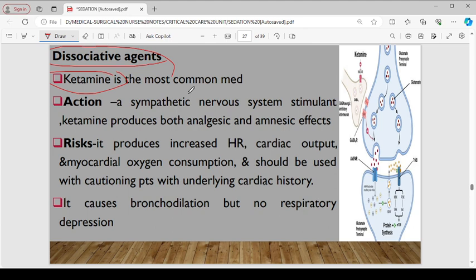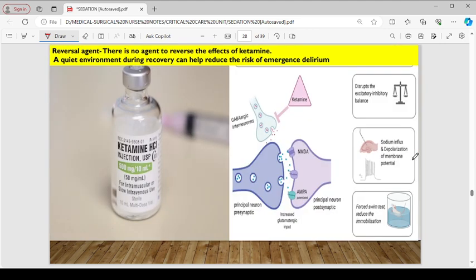This drug is capable of producing bronchodilation but no respiratory depression, and that could be an advantage, okay? So the drug will prevent the attachment of glutamate to its receptors, okay? Once the glutamate is released, it will prevent that attachment, right? So it normally disrupts the excitatory-inhibitory balance, okay, right?